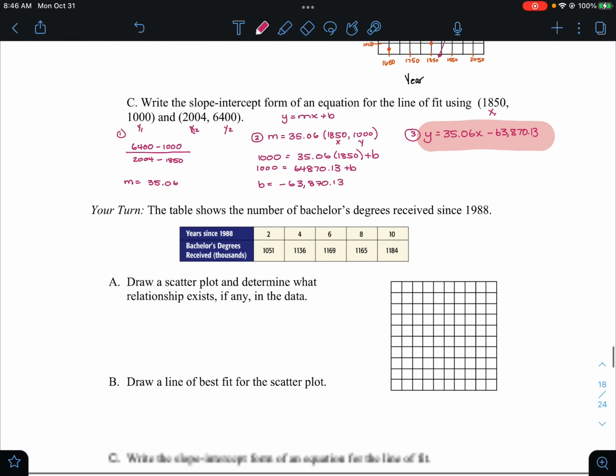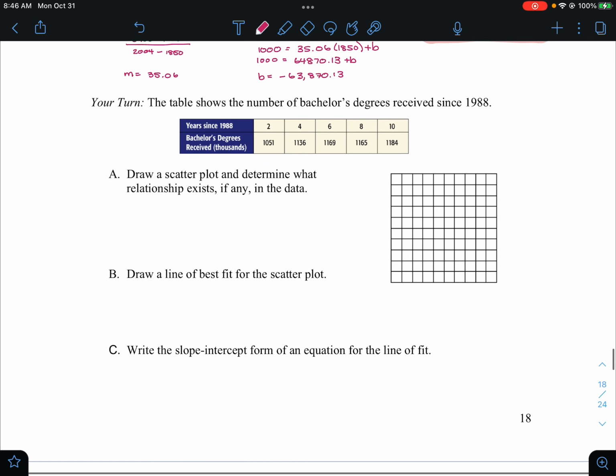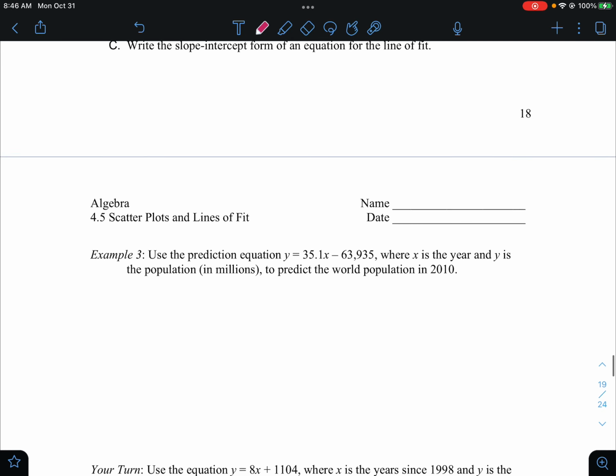All right, so take a moment, try this your turn. The numbers are a little bit smaller, should be easier to work with, and then come back and we will go over it.